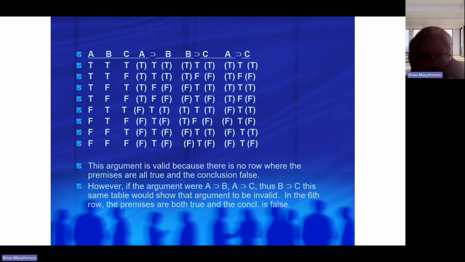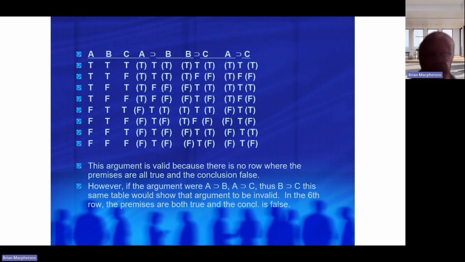Then we go to the third row. True implies false gives me false, so we don't have to worry about the third row because that's not going to be a row where the premises are both true and the conclusion is false. Now we go to the fourth row. True implies false gives me false. Again, we can discount that row because that's not going to be a row where the premises are both true and the conclusion is false. So as of the first 4 rows, we have no indication that the argument is invalid. It seems to be okay.